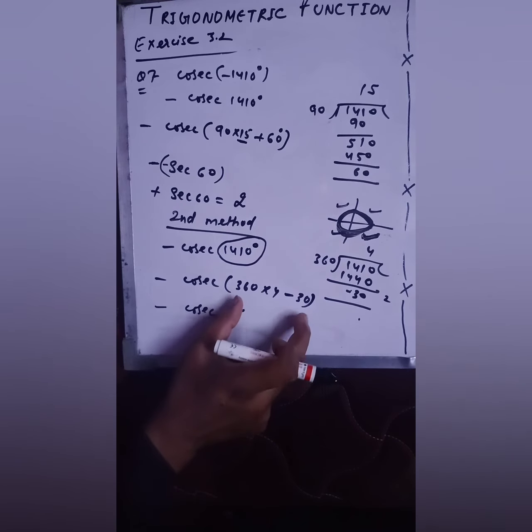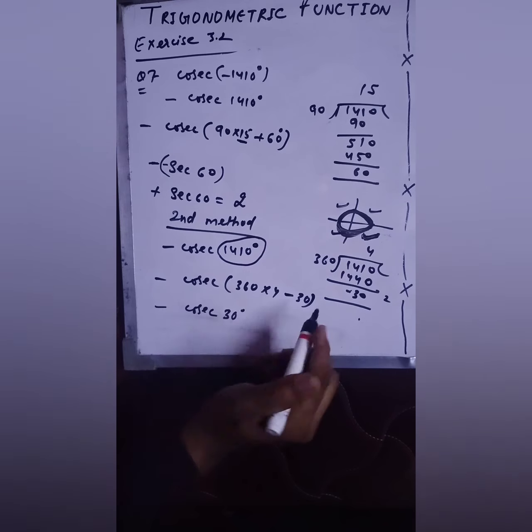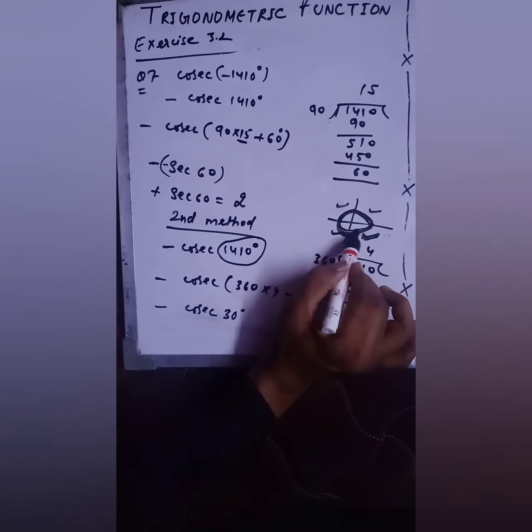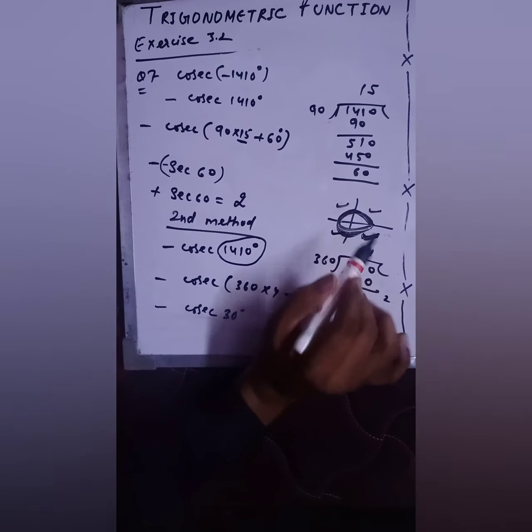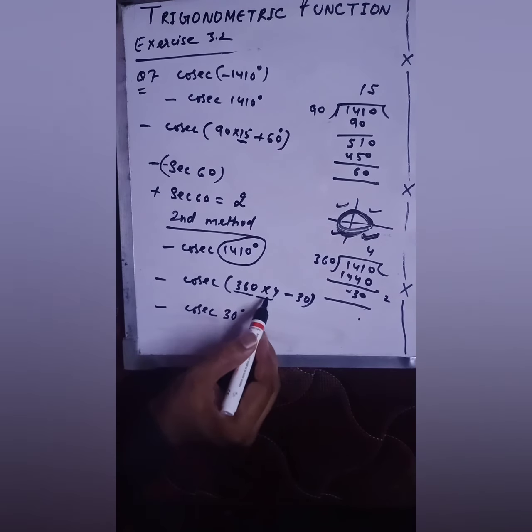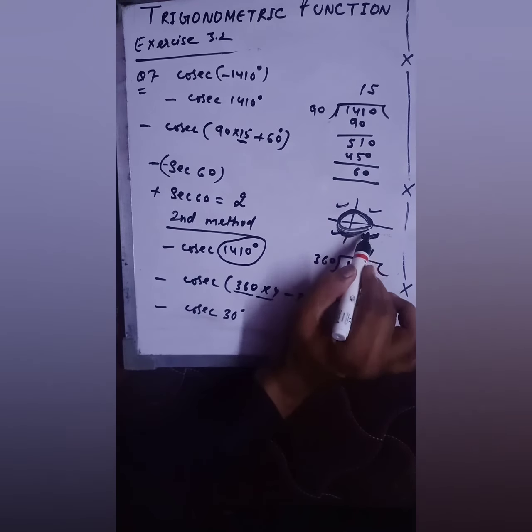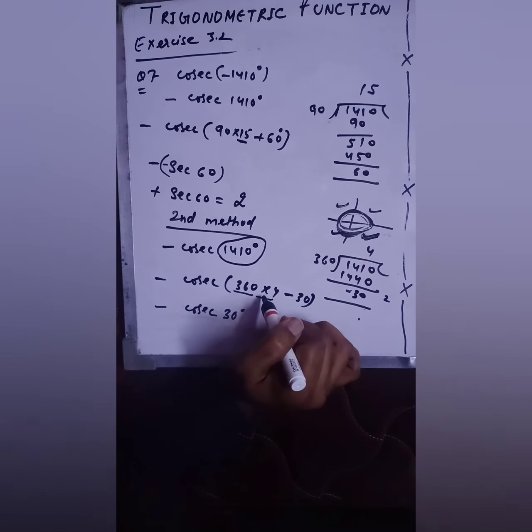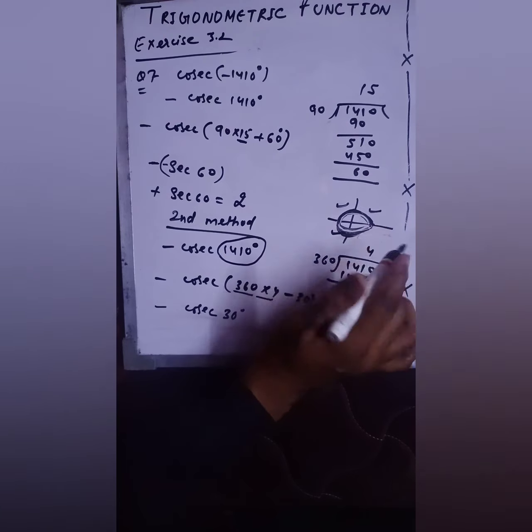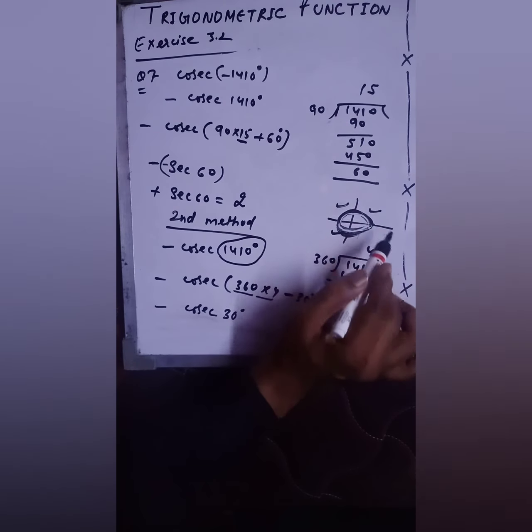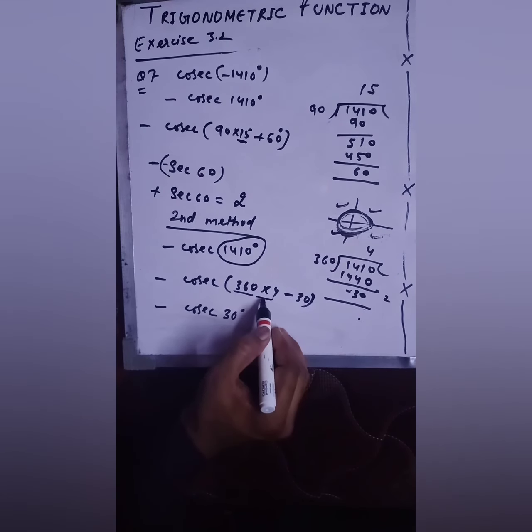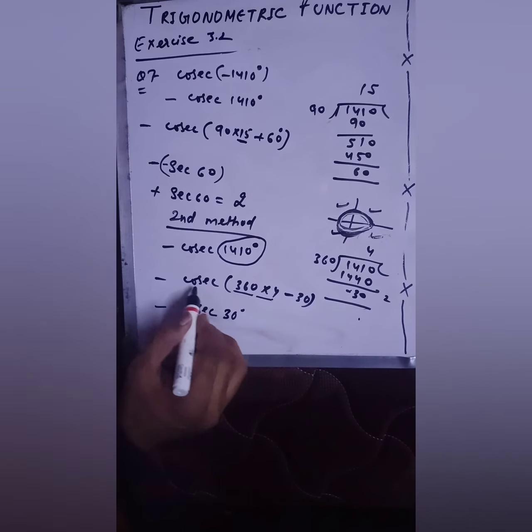Now you have to check in which quadrant this value is lying. So 360 into 4 means one complete round, 2 rounds, 3 rounds, 4 rounds. We have to take 4 rounds of 360, and then minus 30 is subtracted from this value. So you will not take the next quadrant, you will take the backward quadrant, this one. So that means the value is lying in the fourth quadrant. In the fourth quadrant the cosec is negative.